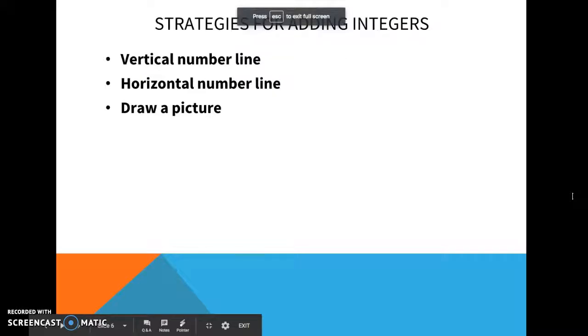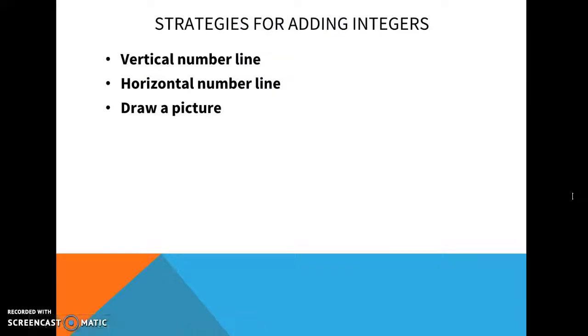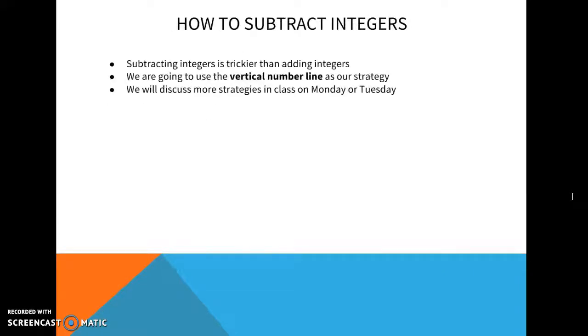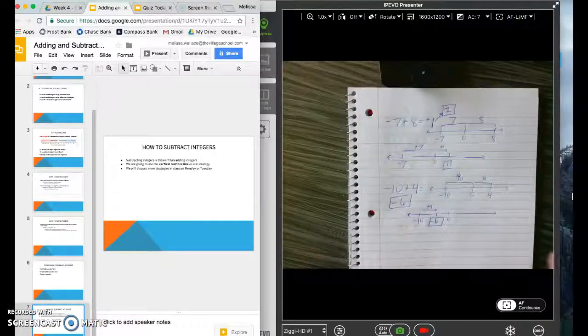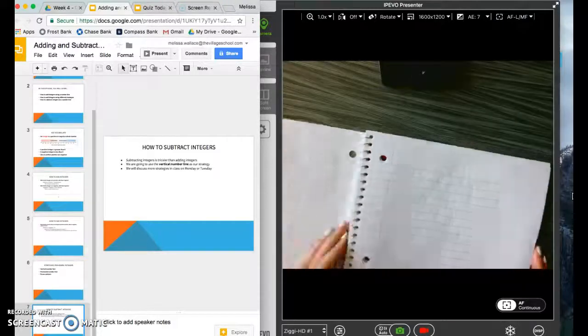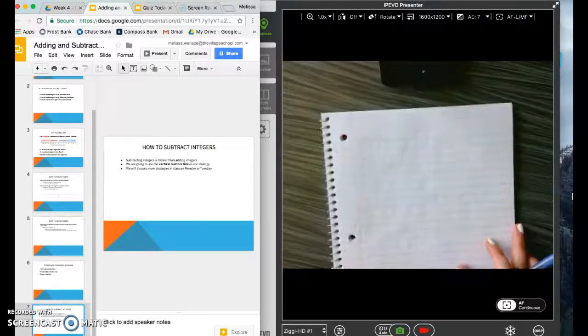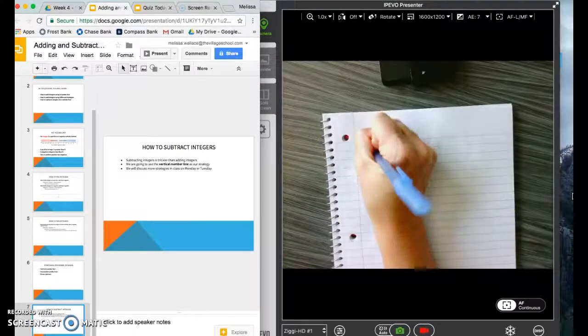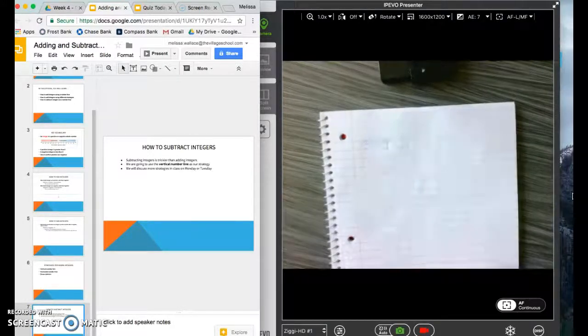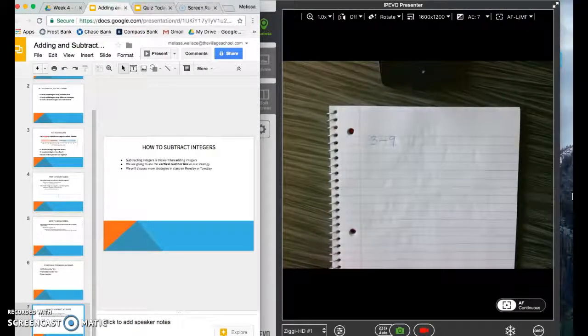Moving on. These are the different strategies that we'll talk about in class: vertical number line, horizontal number line, which we talked about, and then drawing a picture, which I also showed you. Subtracting integers is a little bit trickier, so we're going to use the vertical number line as our strategy in this episode. And then in class on Monday or Tuesday, we'll discuss different strategies. So let's do our first example. What if I had 3 minus 9?